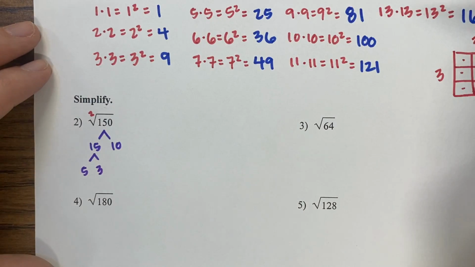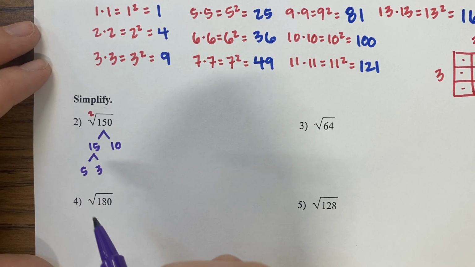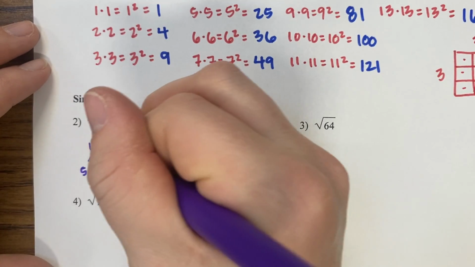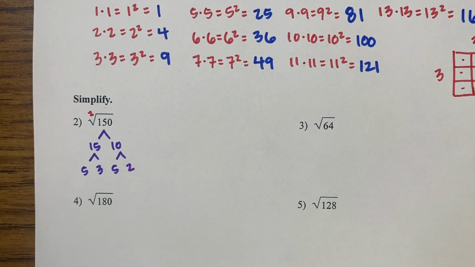5 times 3 would give me 15. So now I'm dealing with a 5, a 3, and a 10. Still no pairs, so let's break down 10, 5, and 2. All right. All of these numbers are as broken down as they can be. So now we just need to see what numbers can pair up.